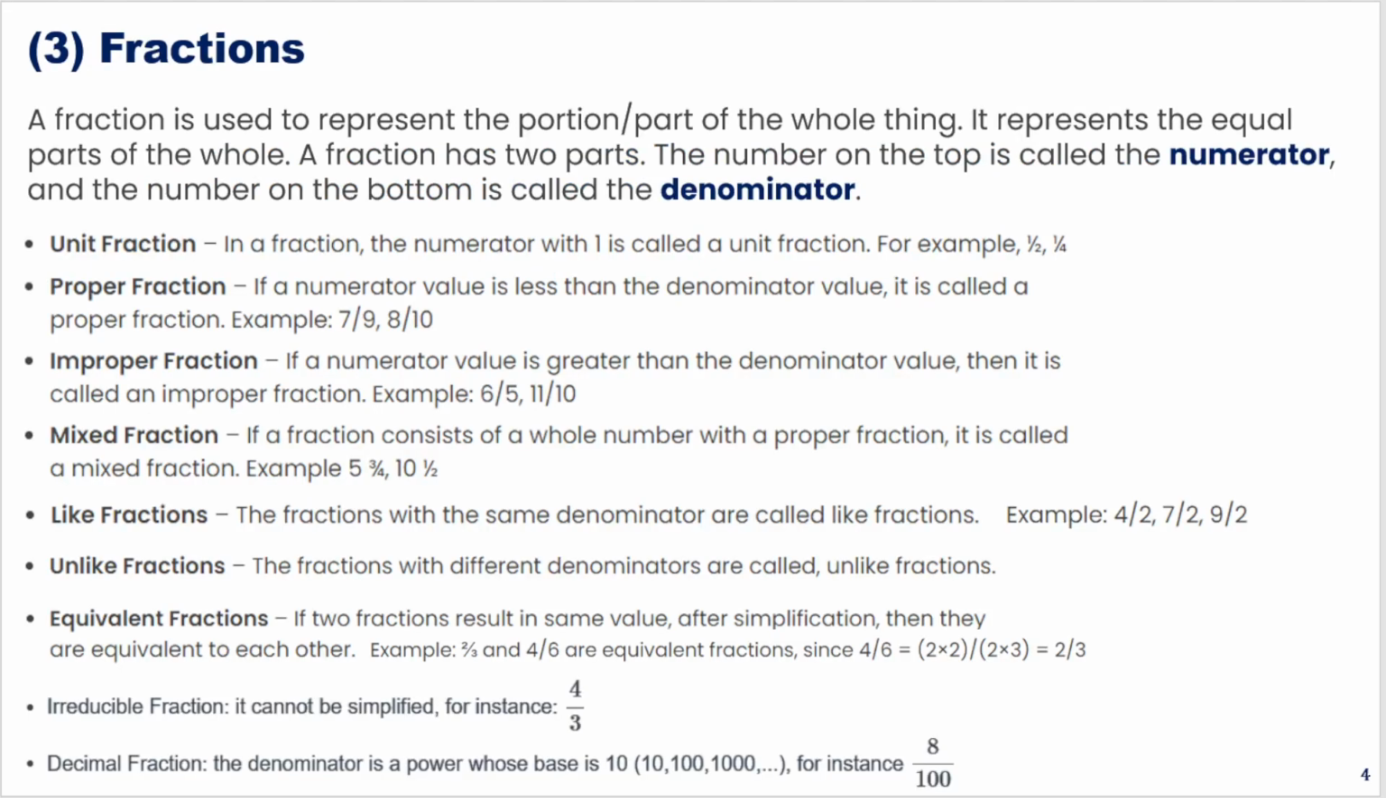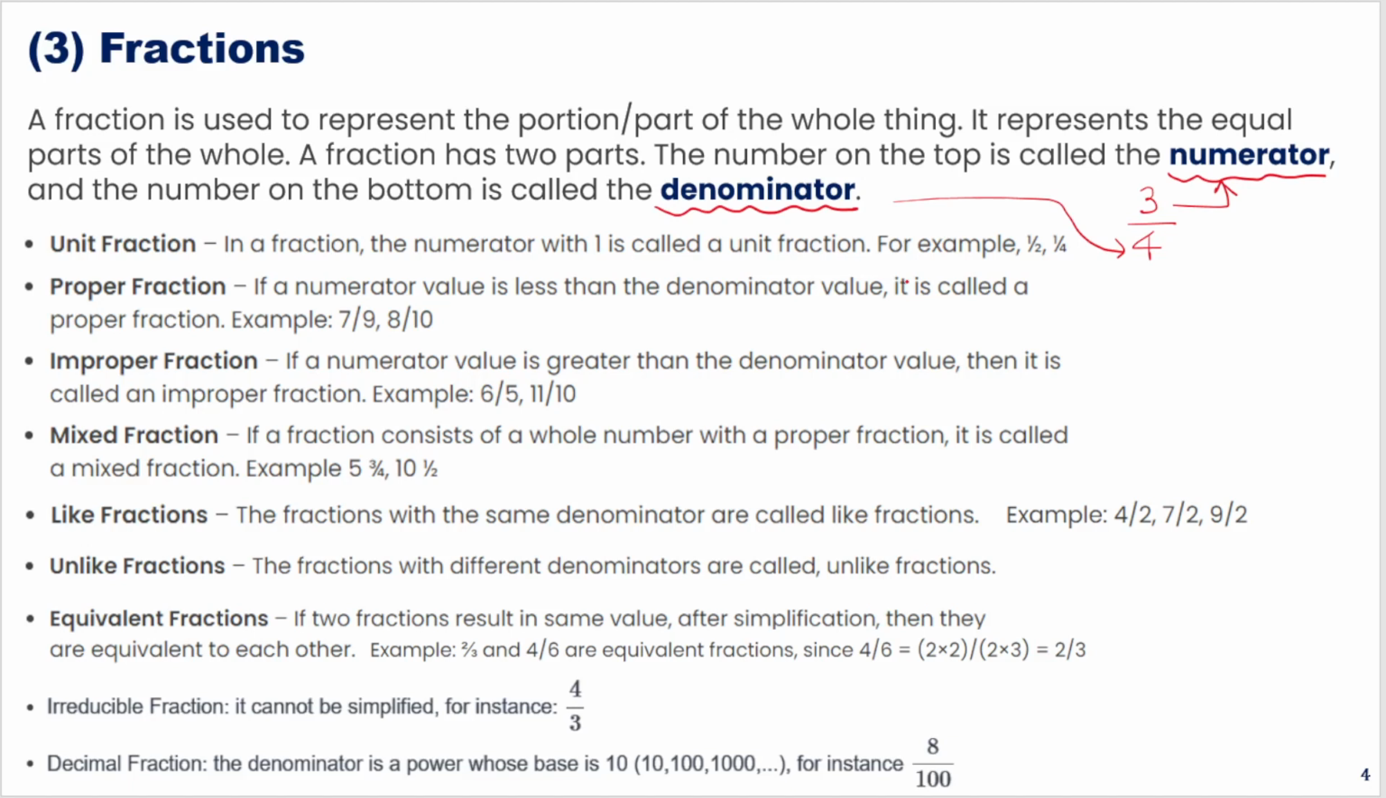And next, fractions. A fraction is used to represent the portion or part of the whole thing. It represents the equal parts of the whole. A fraction has two parts. The number on the top is called numerator, and the number on the bottom is called denominator. For example, the fraction 3 over 4. 3 is numerator and 4 is the denominator, right? Are we clear about that?